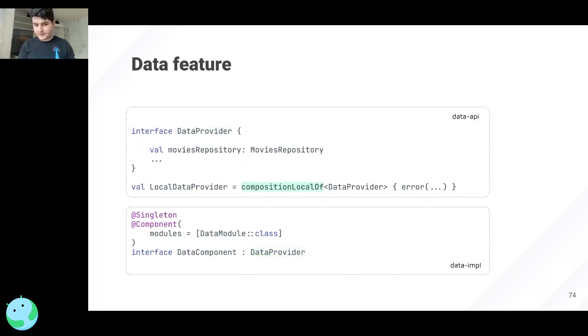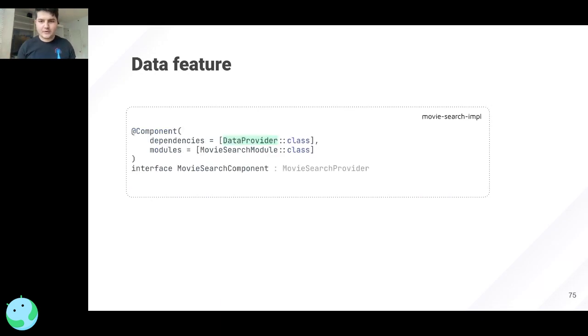And what's also important is that we can also use a composition local, and we will see why we need it. But basically, this will help us to provide this data provider in our composable functions, right? So again, when we want to use a data layer in the movie search implementation module, since we are implementing the movie search screen or feature, we need to have a source where we get this data from. Here as a dependency, we specify a data provider.